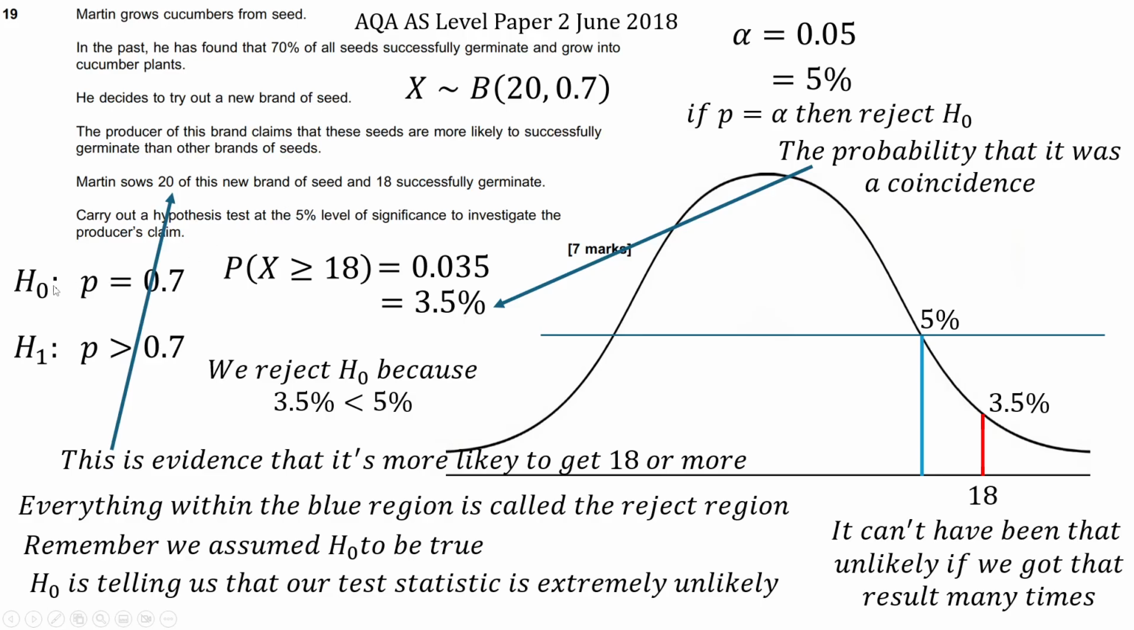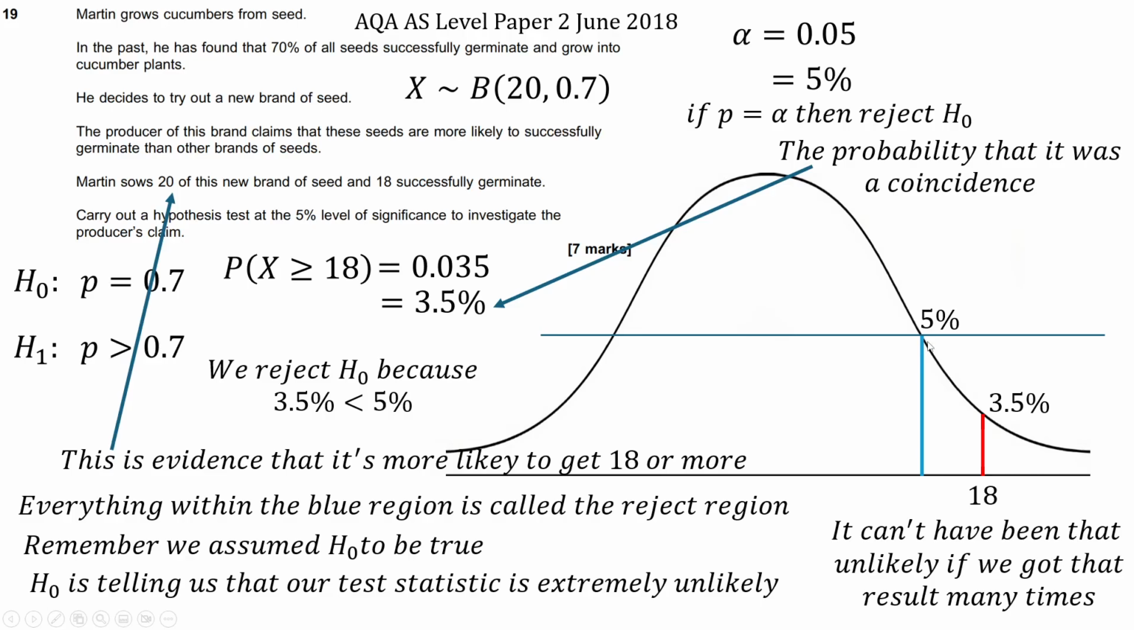Thus, we reject H0 and we accept H1, the alternative hypothesis. Okay, I'll just say that one more time. The probability of this being a coincidence is 3.5%. That's a really low percentage, right? So it's likely that it was not a coincidence. Okay, 5%. This represents the probability that it can be a coincidence.